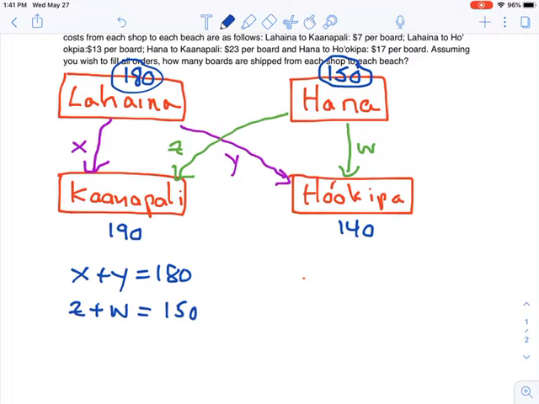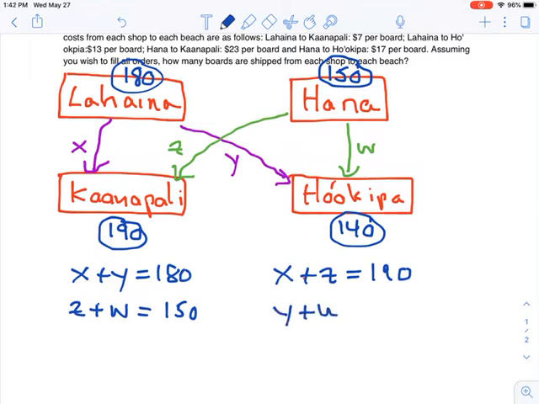Likewise, Kaanapali is ordering 190, and they are coming from X and Z, coming into Kaanapali. So X plus Z has to be equal to 190. And then finally, Hukipa, 140. They are coming in via Y and W. So Y plus W is equal to 140. So there are our first 4 equations, but we have one more equation.